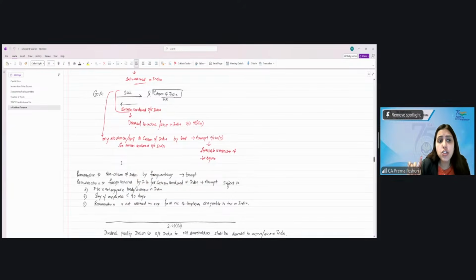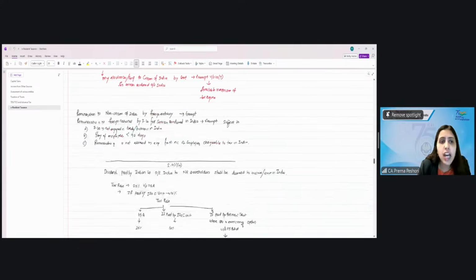Next is remuneration to a person who is not a citizen of India by a foreign embassy. Again, that is exempt. Or remuneration to a foreign national by a foreign company for services rendered in India is exempt if the foreign company is not engaged in any trade or business in India, if the stay of the employee is less than 90 days, and the remuneration is not allowed as expense from the income of the employer chargeable to tax in India.